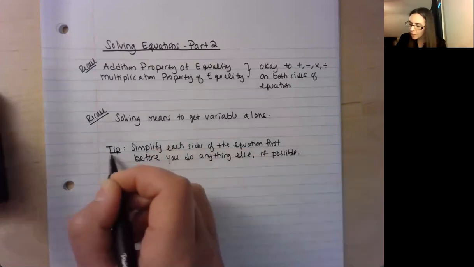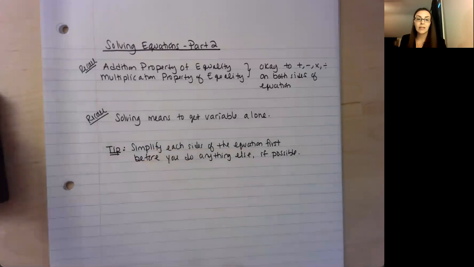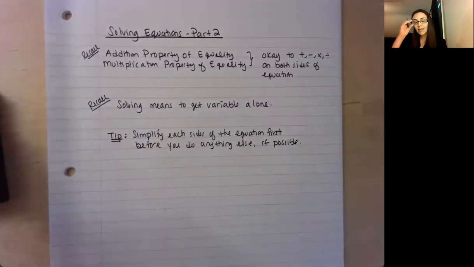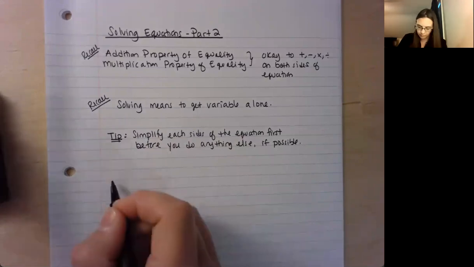So sometimes when we get to more complicated problems, the biggest thing is you just need to simplify first. That's kind of the hardest part. So you want to look at each side of the equation and see if you can do anything first before you start canceling and moving everything around. So let's look at an example here.